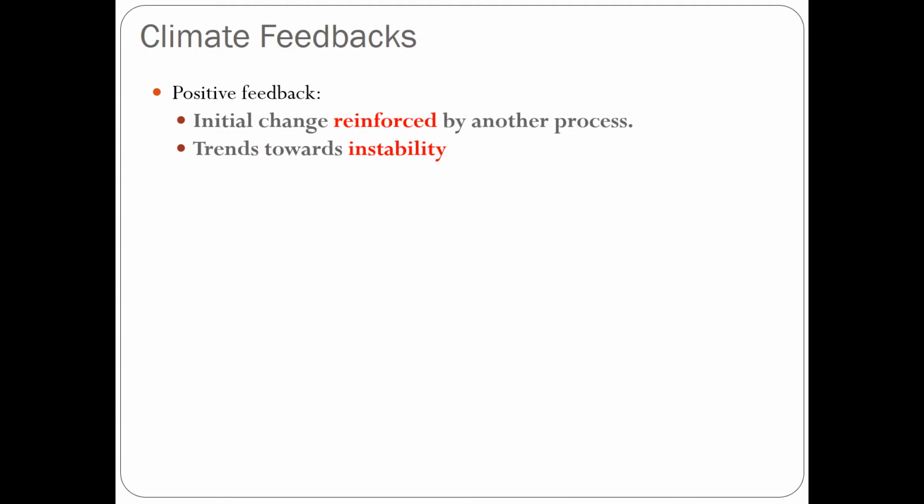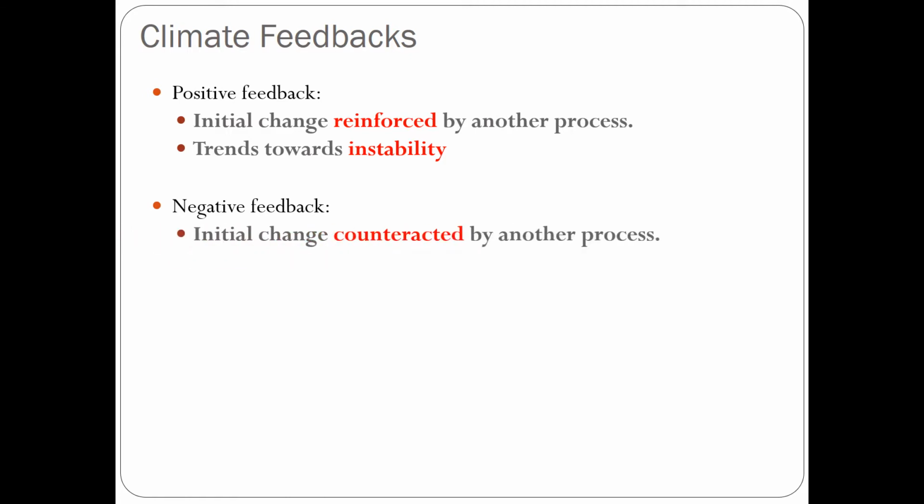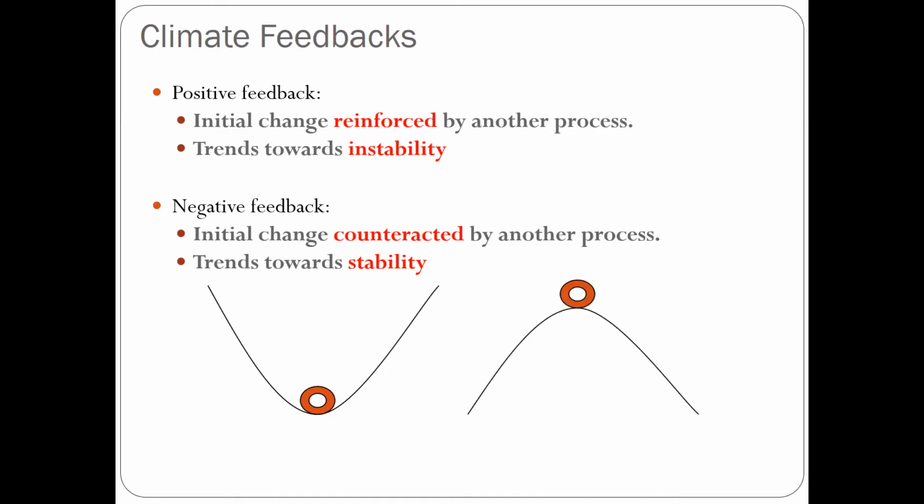On the other hand, a negative feedback occurs when an initial change is counteracted. It's reversed by another process. These are stable. In this case, the initial change, that initial nudge, is reversed. So in this case, warming would lead to cooling. There's a good example of this with our bodies. When our body temperature rises, we sweat. As we sweat, that cools our body down. Warming led to cooling. So that's a negative feedback mechanism. Again, it's like a ball in a valley. Positive feedbacks are balls on a hill.